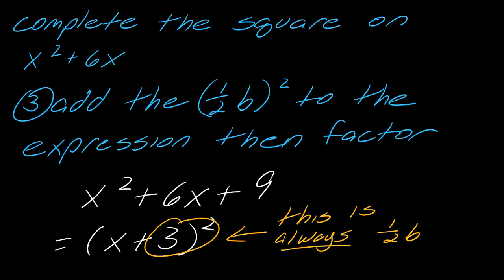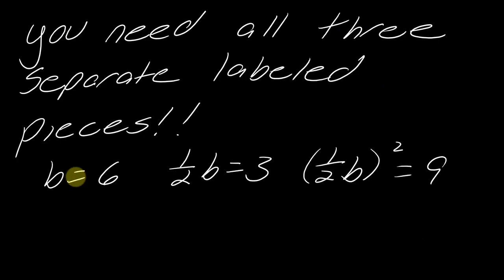One of the reasons why I want you to label those three separate pieces is that when you go to factor this, this number here will always be whatever your half b is. So this little map of your three labeled pieces is very important, because this last piece you always add on, and then when you go to factor, you're always using the half b. So you need this as a roadmap.